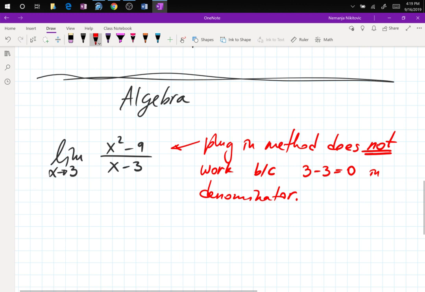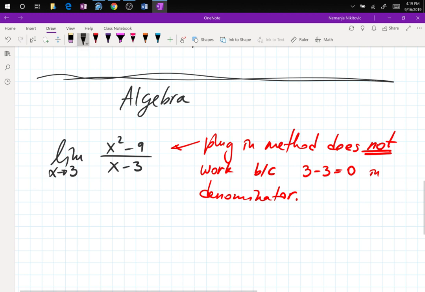How much is 0 divided by 0? Are you thinking about it? Because this is technically what it is. Does it look like 0 divided by 0? Sure, right? 9 minus 9 is 0, 3 minus 3 is 0, 0 divided by 0. How much is that? Let's see.